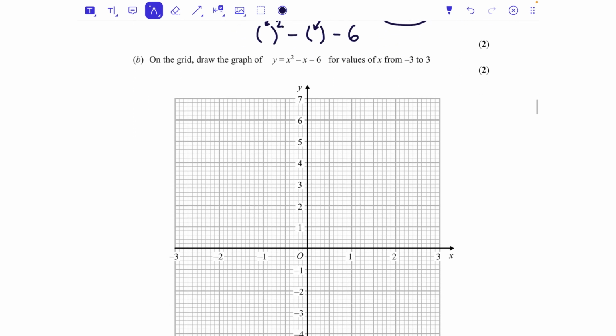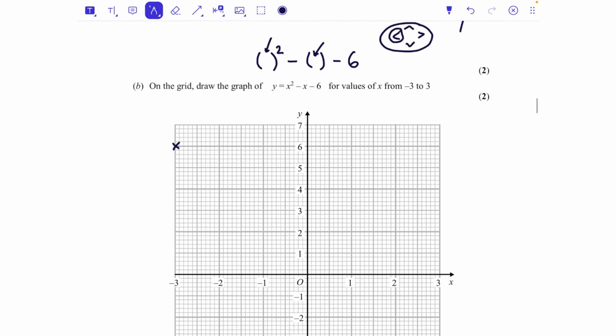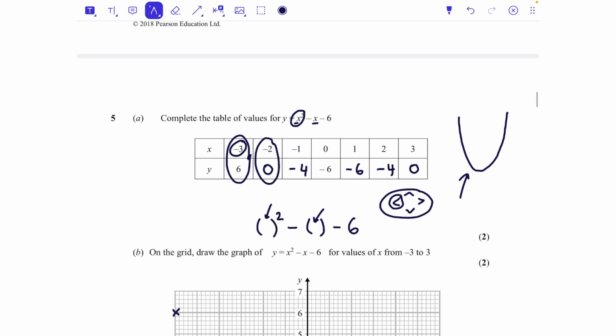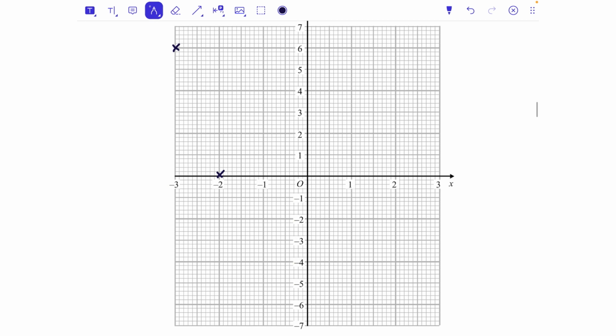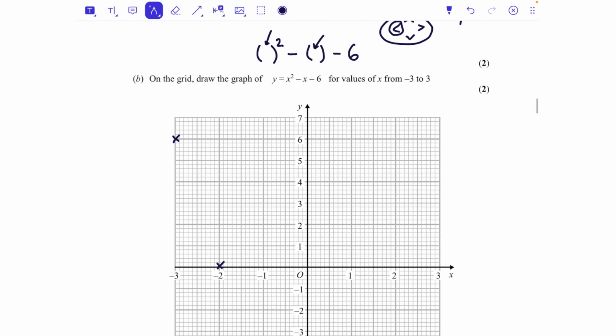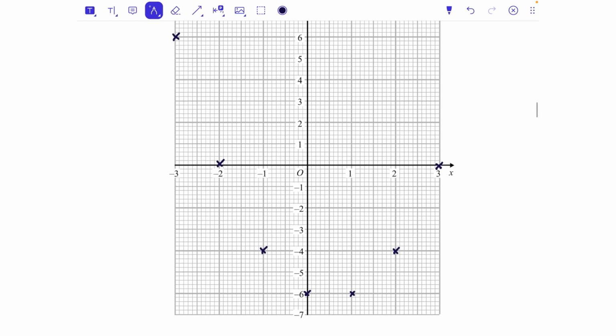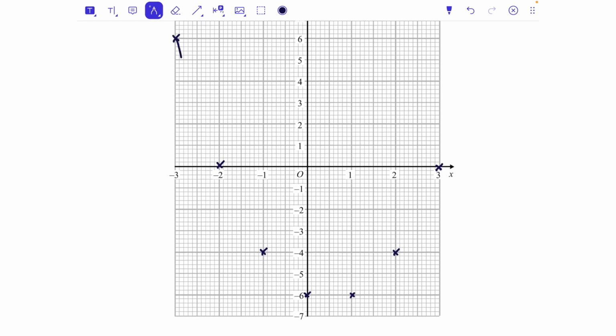I've got minus 3, 6, so minus 3, 6 is there. I've then got minus 2, 0, which is there, minus 1, minus 4, which is down here, 0, minus 6, 1, minus 6, 2, minus 4, and 3, 0. And we can see it's making that quadratic shape. We're then just going to try and draw a smooth curve that goes through all of those points.